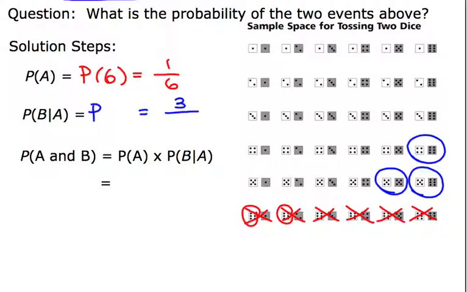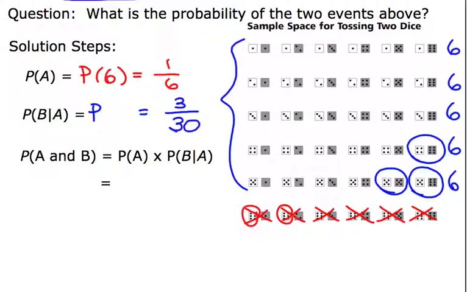And how many total do we have here? 1, 2, 3. So we have 6 here, 6 here, 6 here, 6 here, 6 there, right? And then we removed 1 dice already. So we have 3 out of 30. And now we multiply these across. So 1 times 3 is 3, and 6 times 30 is 180, reduce. So you have a 1 out of 60 chance of getting a sum greater than 9.